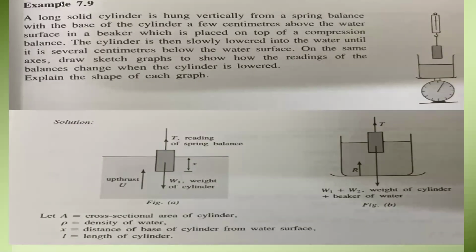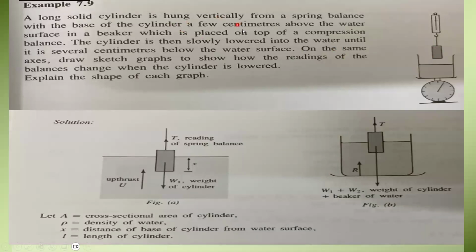So, example: a long solid cylinder is hung vertically from a spring balance. As you can see here, this is hung from a spring balance and it is on the compression balance. How does a compression balance work? It depends on how much you compress it. The best example is when we find our mass, we stand on that balance. We call that a compression balance because how much it is compressed shows the deflection. And the spring balance uses extension. How much the spring extends shows the reading.